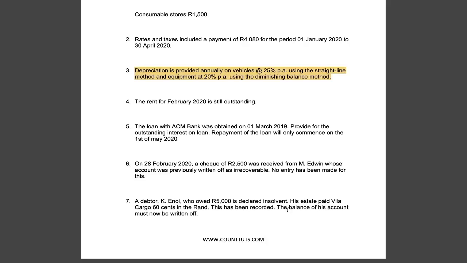Okay, so the 60 cents to the Rand that he paid has been recorded. So we need to record the balance of his account as a bad debt, because it must be written off, because he was only able to pay 60 cents to the Rand. So the 40 cents to the Rand needs to be accounted for. Okay, so that's a bad debt or a credit loss. So we need to calculate what the 40 cents to the Rand of 5,000 Rand is.